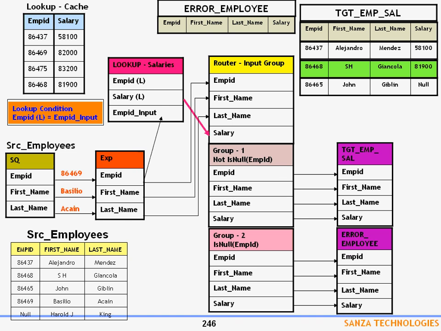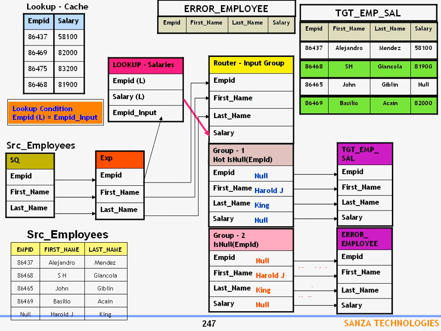86469 comes in, scans the cache, finds the corresponding record of 82,000 salary, goes out into the router, tests it, first group condition satisfied, loads it. SRC underscore employee null scans the data, record does not exist, so a null value. Null cannot be compared with a null, so it will return a null. Salary null, employee ID null, goes into the input group. Second group condition is satisfied, so it will load into the target table. This is how it works in Informatica.